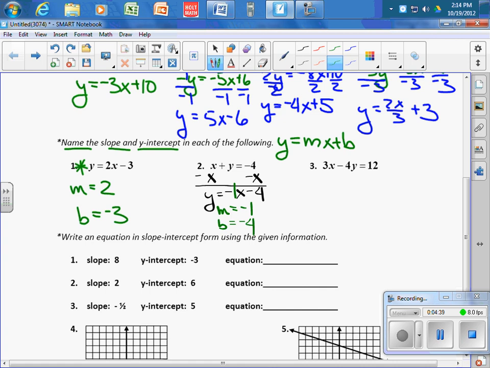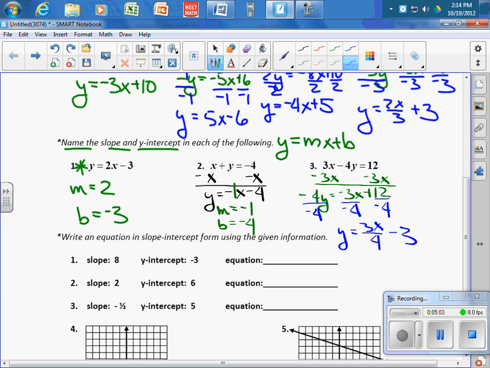In number 3, I have a positive 3x, so I'm going to subtract 3x from both sides. Negative 4y is equal to negative 3x plus 12. Divide everything by negative 4. And I have y is equal to, double negative is positive, so it'll be 3x over 4 minus 3.